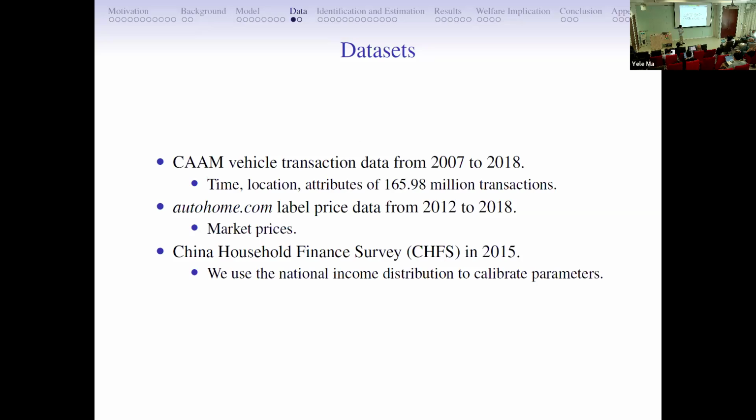Okay, so the data sets: we use three kinds of data sets. The first is from the CAM, the registration or transaction data, and our data further extend to 2007 to compute the vehicle ownership probabilities of households. And second, we scrape data, especially the label price data from autohome.com. That is a platform, and it asks many car owners to report their real price when they purchase their vehicles. And finally, we utilize CHFS, which is survey data, and it has some national income distributions. So we can use it to calibrate the heterogeneity across income or other factors.